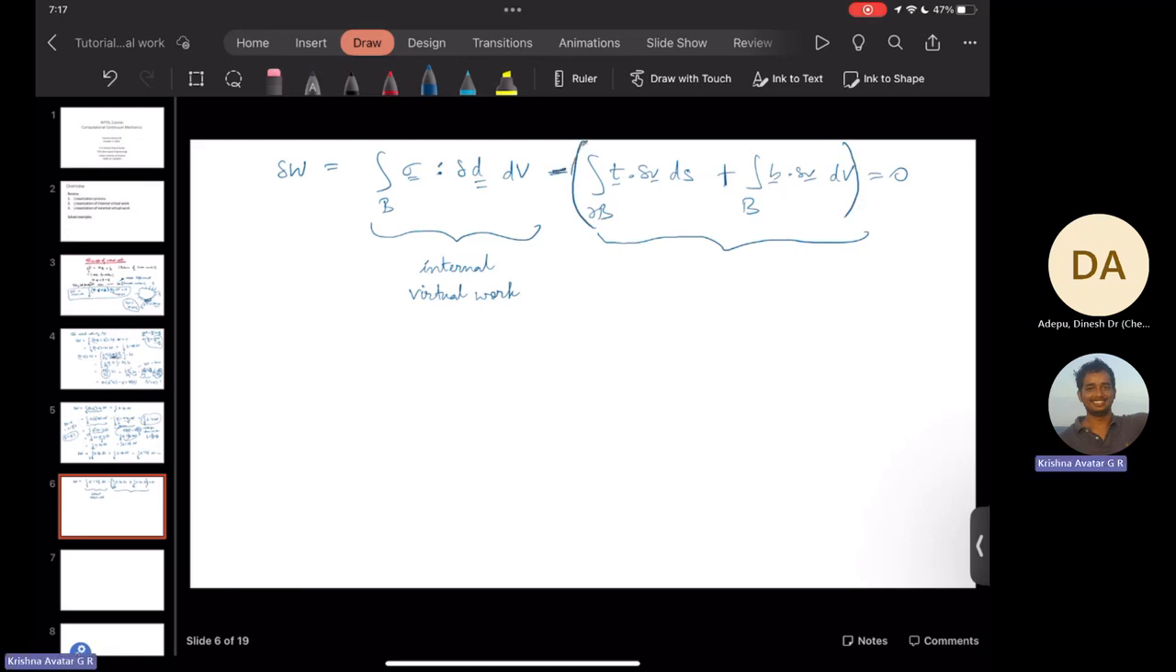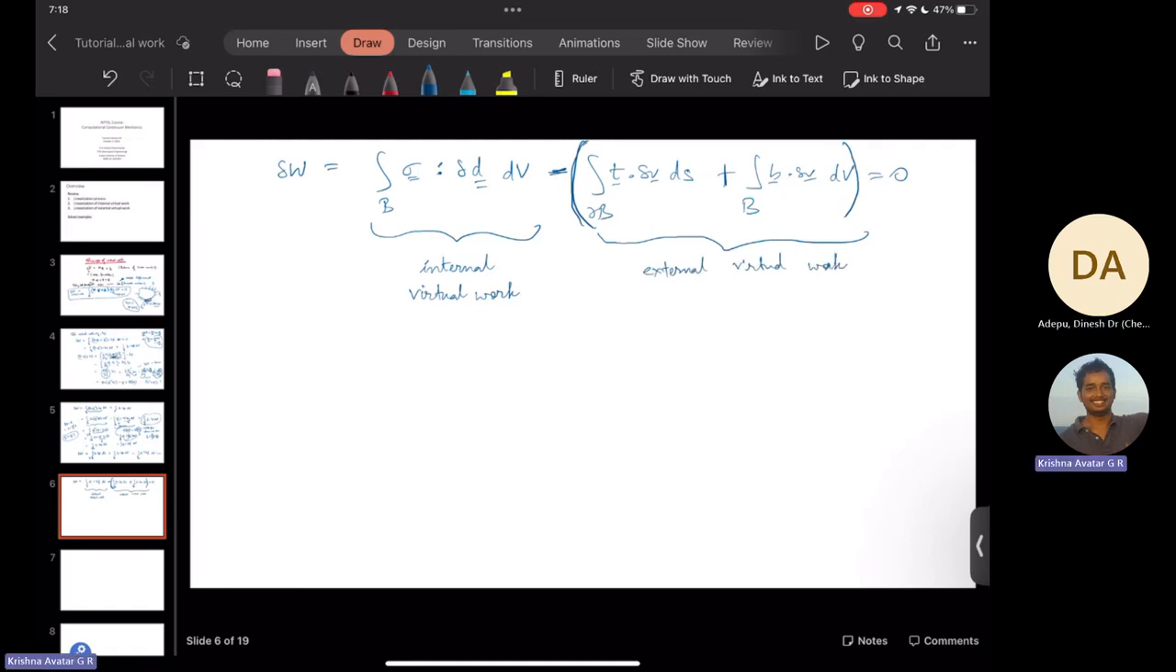Under a big parenthesis, both the terms are added. Traction, is traction internal or external? External, isn't it? For the way we are looking at it, partial B is the outer covering of the body, so traction happens to be external. And what about the B vector? B is a body force, so B is also external. So this becomes the external virtual work.